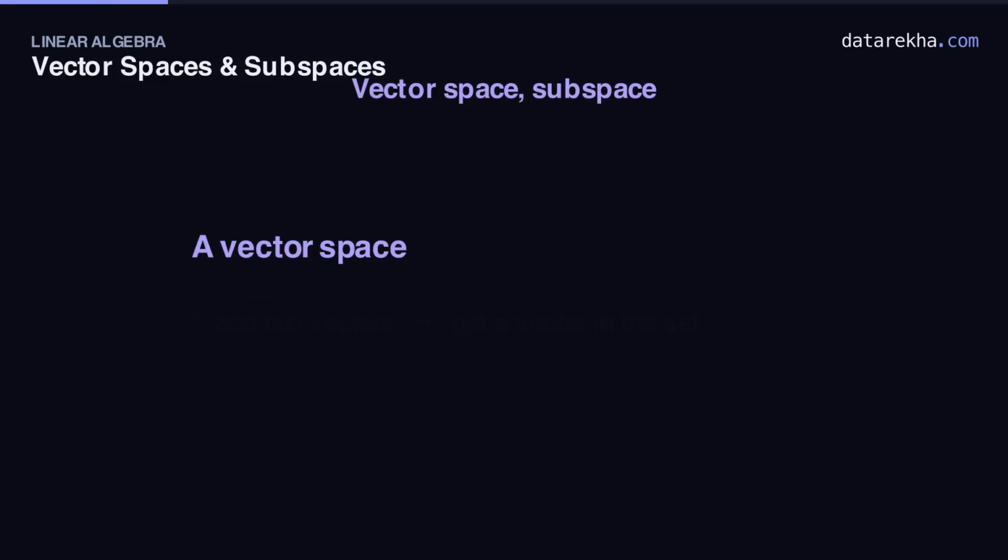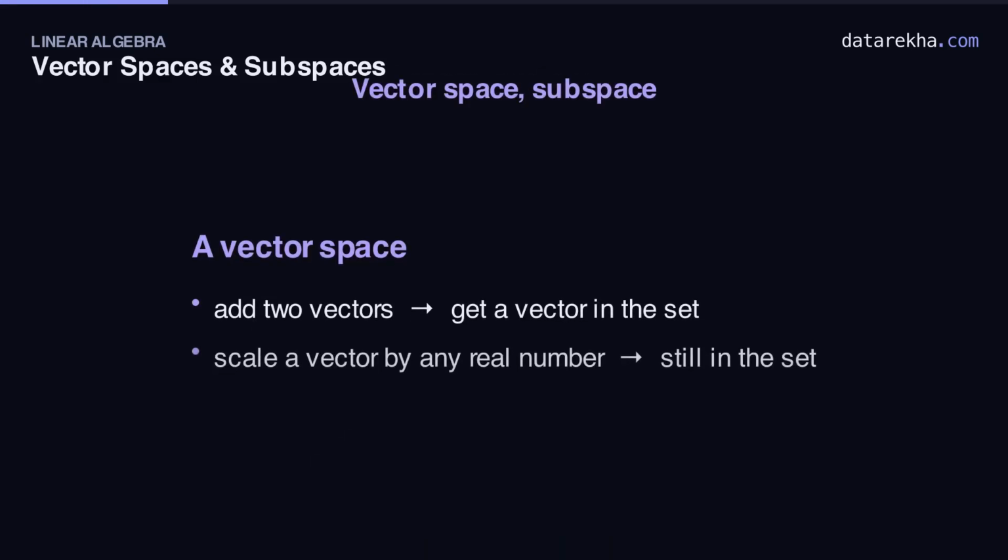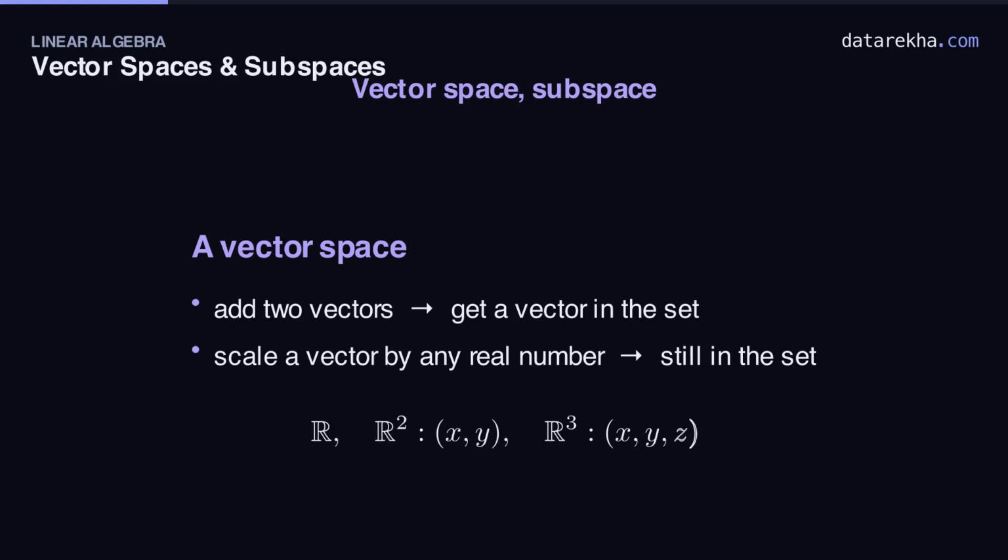Let's pin the words down. A vector space over the real numbers is a set of vectors carrying those two operations, addition and scalar multiplication, where the results always land back inside the set. The familiar examples are the real line, the plane of pairs x, y, and three-dimensional space of triples x, y, z. Their zero vector is simply the point with every coordinate 0.